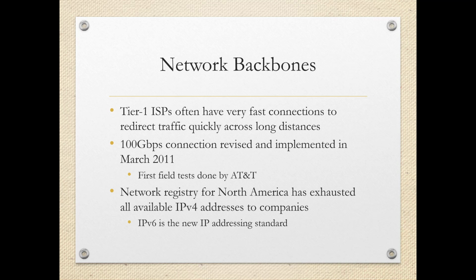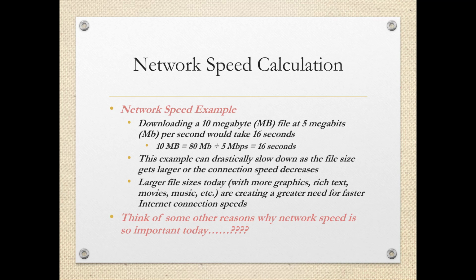The network registry for North America has also exhausted all available IP version 4 addresses to companies. So now you'll start to see a lot of IP version 6. IP version 4 was like 192.168.1.1 or something like that, right? IP version 6 is a much longer address, and instead of dots separating it, it's actually colons. And instead of numbers only from 0 to 255 in each little section, it's actually 4 numbers or letters in each section, 0 through 9 or A through F. So it's a lot different.